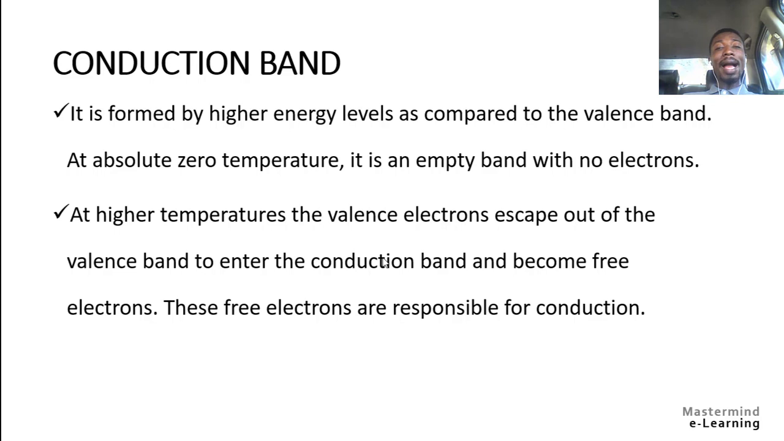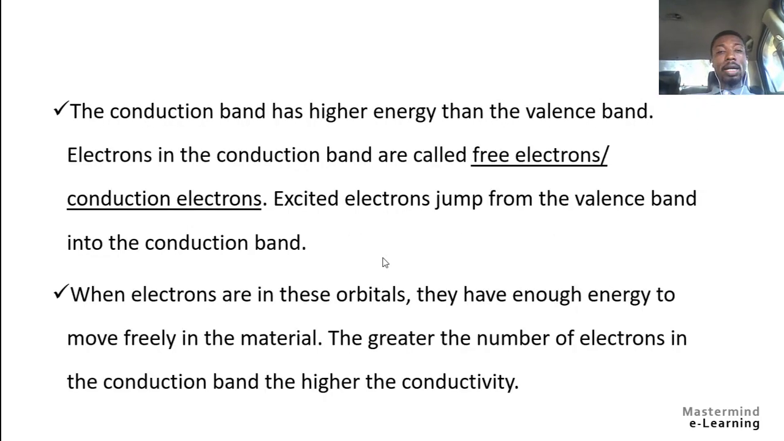The conduction band is formed by higher energy levels as compared to the valence band. So remember, we said the valence band is formed by lower energy levels. We are saying that the conduction band is formed by higher energy levels. At higher temperatures, the valence electrons escape out of the valence band to enter the conduction band and become free electrons. These free electrons are then responsible for the conduction. The conduction band has higher energy than the valence band. Electrons in the conduction band are called free electrons, conduction electrons.